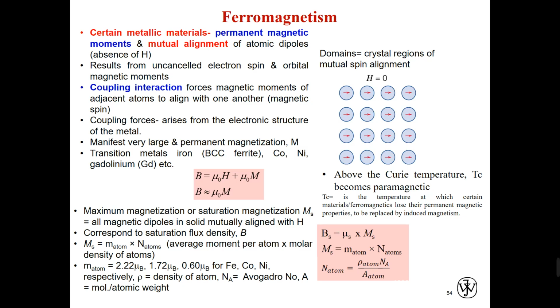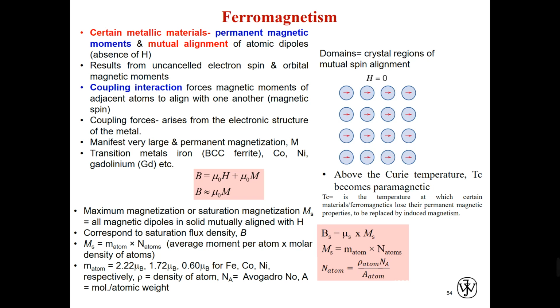Next, we move to ferromagnetism. In certain metallic materials, we can find permanent magnetic moments and mutual alignment of atomic dipoles even in the absence of H. It results from uncancelled electron spin and orbital magnetic moments. Coupling interaction between the atoms forces the magnetic moments of adjacent atoms to align with one another. This is called magnetic spin coupling. The coupling forces may arise from the electronic structure of the metal, and it manifests very large and permanent magnetization M.